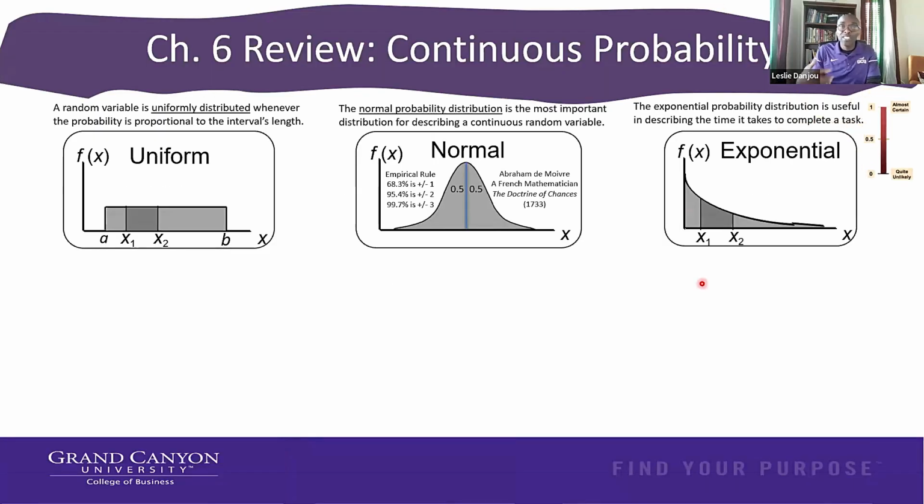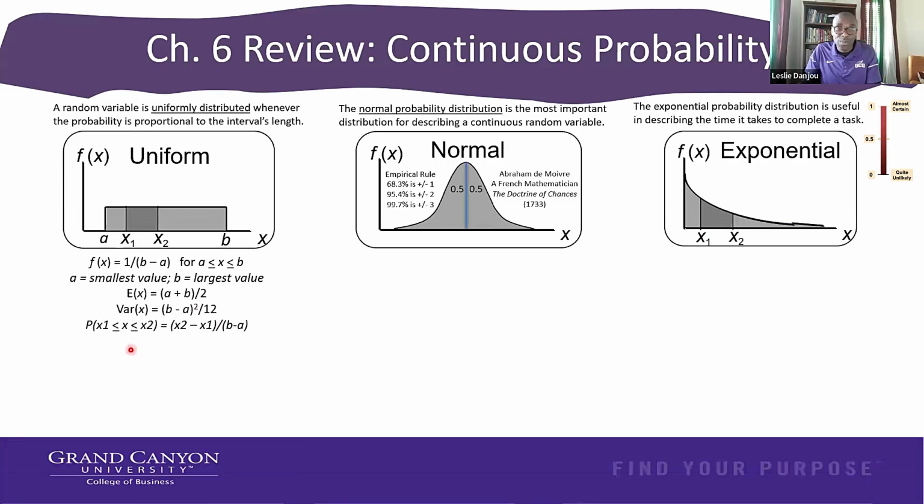Chapter 6, continuous normal distribution. Can we calculate the probabilities between 2 points, uniformly, normally, and exponentially? Yes, for uniform. Remember, to find the probabilities between x1 and x2, all we did was take the range of your smaller box divided by the range of your bigger box. And that is how you can calculate the probabilities here.